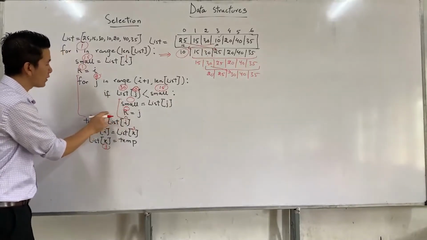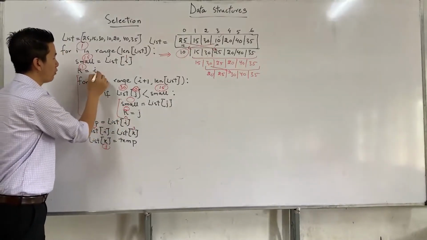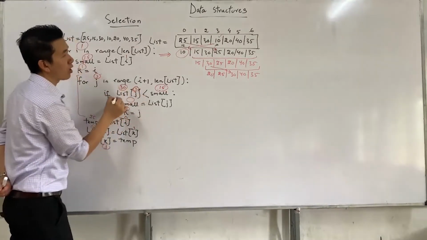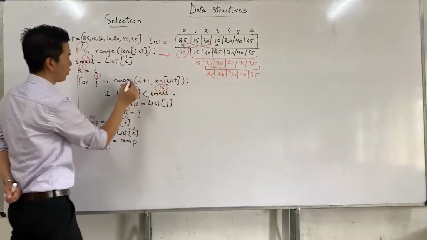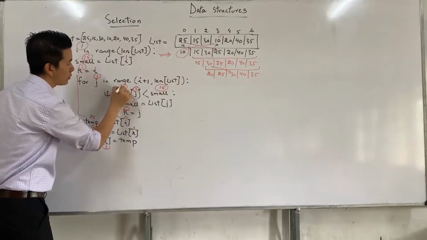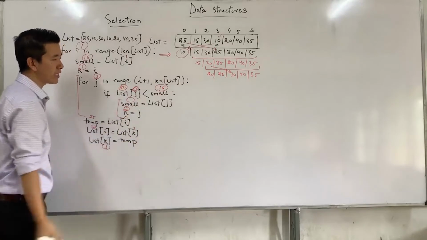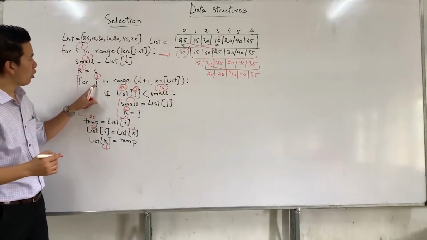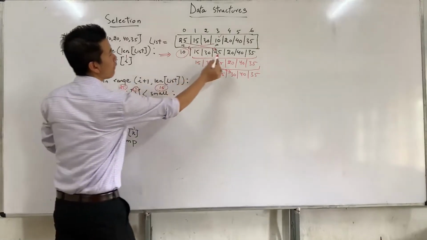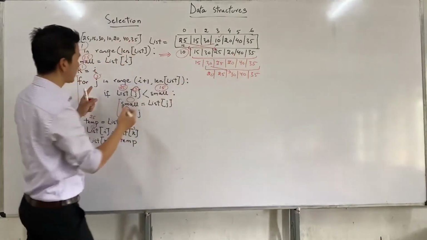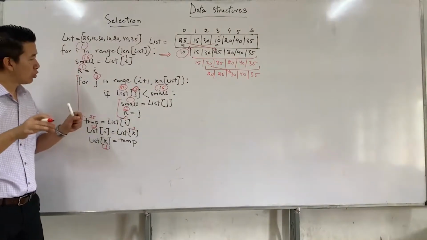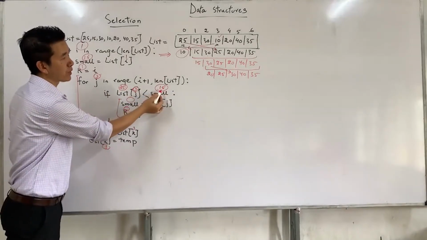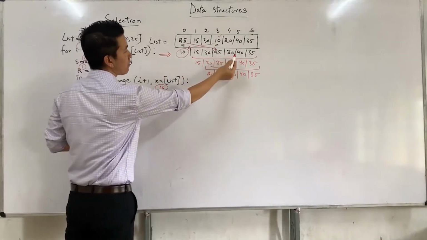And then let's go for the next value of j. The next value of j will be 3. List of 3 means you are pointing to 25. Is 25 less than 15? The condition is false. As you keep changing the value of j from 3 to 4 to 5 to 6, you must notice that all the numbers are not smaller than 15. Look at this: 25, 20, 40, 35.